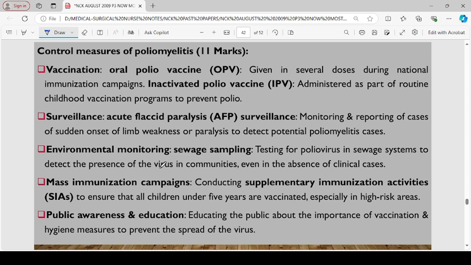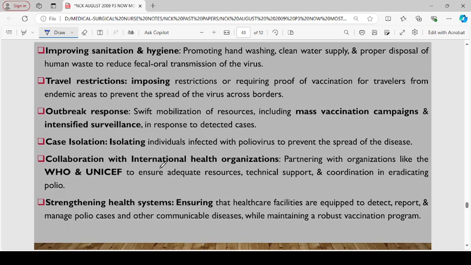You can do vaccination, where we have oral polio vaccine, which is given in several dosages during national immunization campaigns, or inactivated polio vaccine, which is normally administered as part of routine childhood vaccination programs to prevent polio. Apart from that, you could do surveillance, environmental monitoring, mass immunization campaigns, public awareness and education, improving sanitation, travel restriction, outbreak response through mass vaccination campaigns, and intensified surveillance.